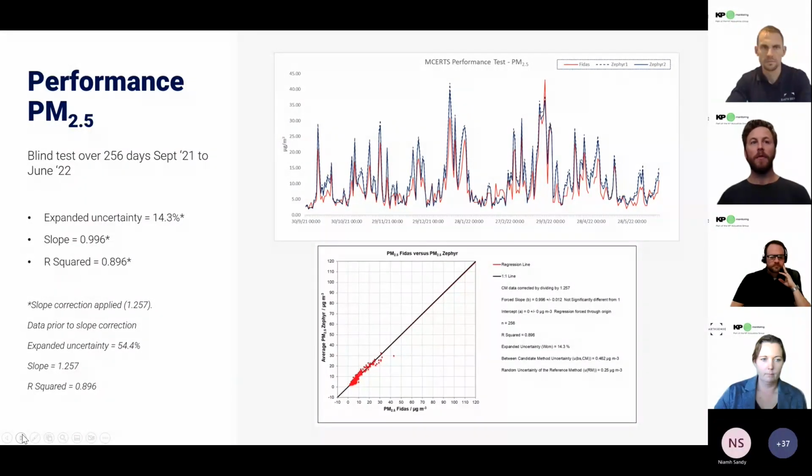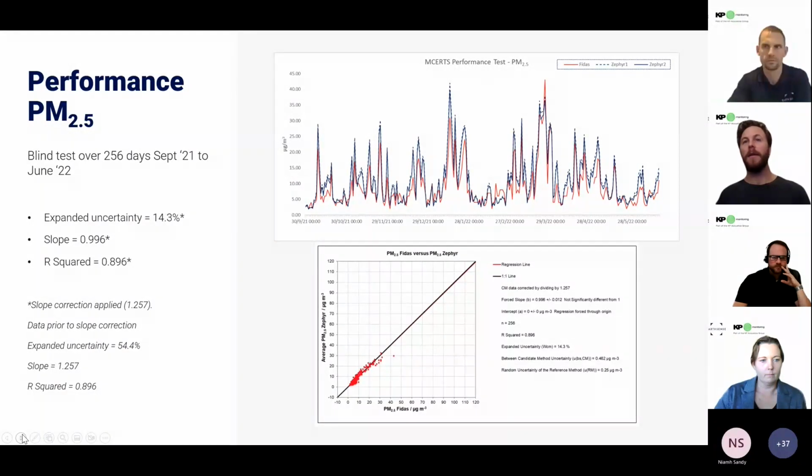PM2.5 itself didn't make the uncertainty boundary initially. We slightly overperformed at 54%, but because the correlation and the slope were quite linear, within the process you're allowed to apply a slope correction. Quite a few people have done this in the past. So the final test criteria, which we passed with that slope correction, is an expanded uncertainty of 14%, slope of 0.99, and an R-squared of 0.896.